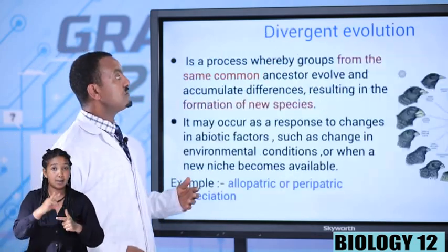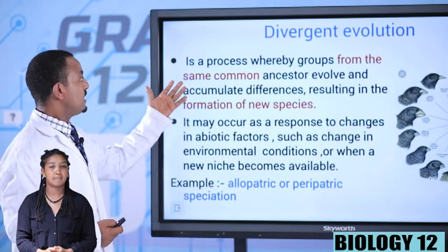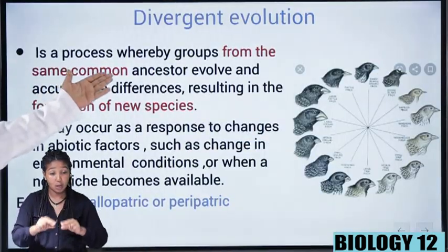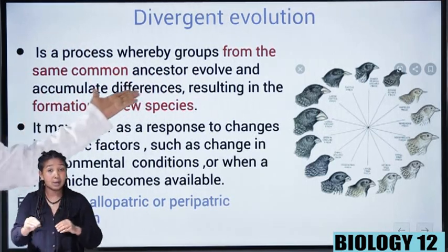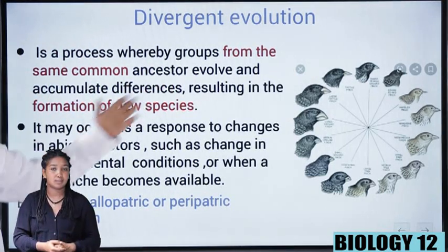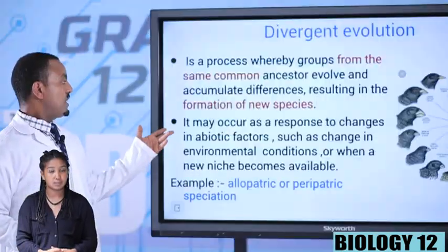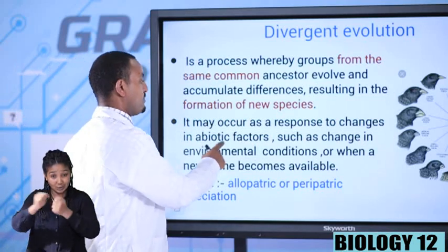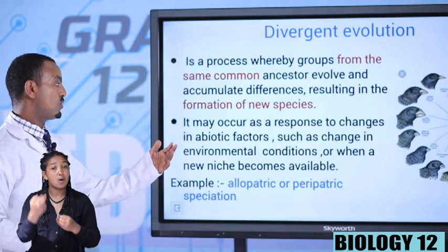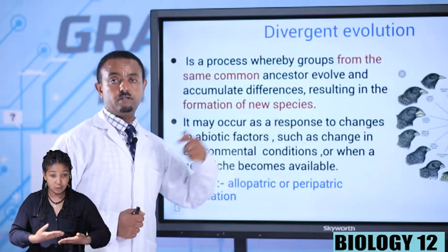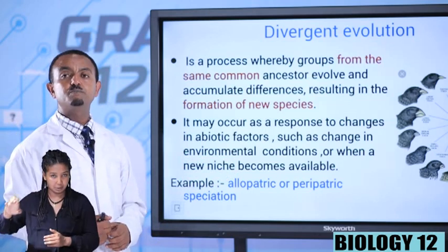The second type of evolution is called divergent evolution. It is a process whereby groups from the same common ancestor evolve and accumulate differences, resulting in the formation of a new species. It may occur as a response to a change in abiotic factors, such as a change in environmental conditions, or when a new niche becomes available. A good example is allopatric and peripatric speciation.